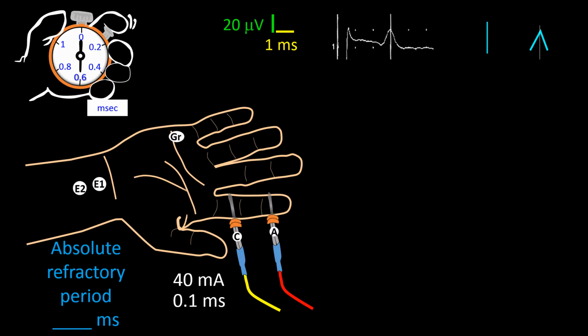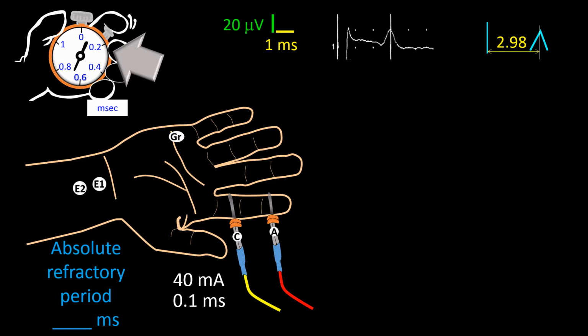The latency to this wave is 2.98 milliseconds in this example. Now we go back to the stopwatch to indicate the time of the second stimulus.